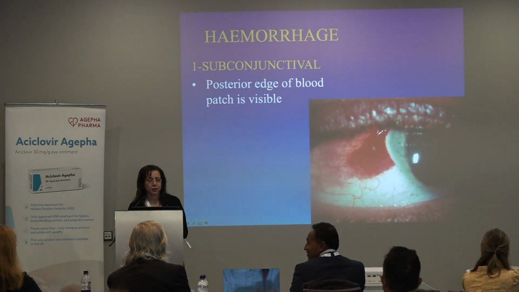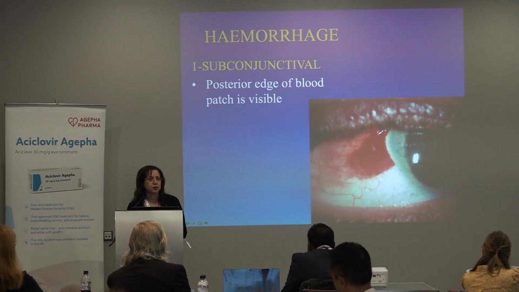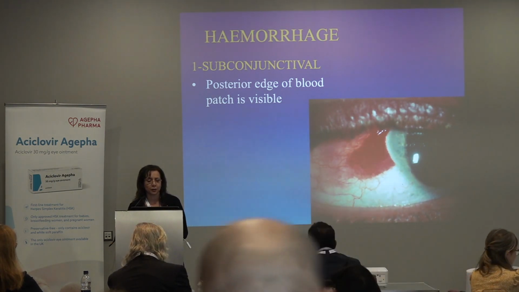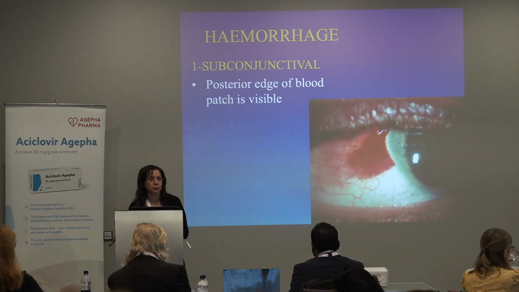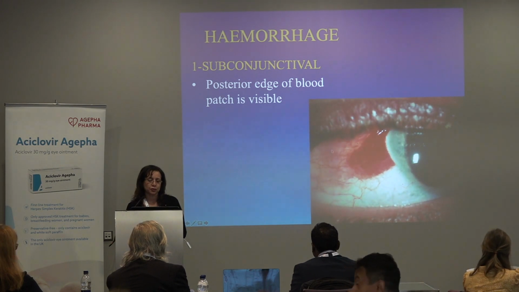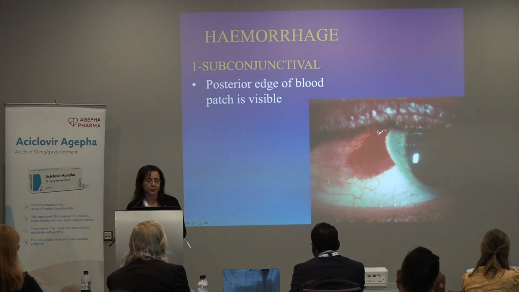So this is a subconjunctival hemorrhage. Usually the patient wakes up from sleep and they find they've got a red eye, they get quite worried, they come to eye casualty or come to the optician. Now it's very important to notice that the posterior edge of this hemorrhage is apparent.